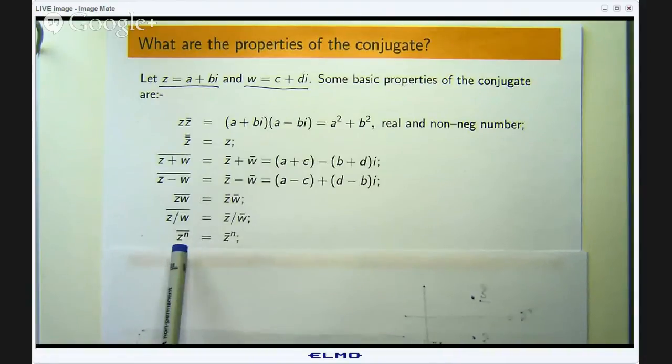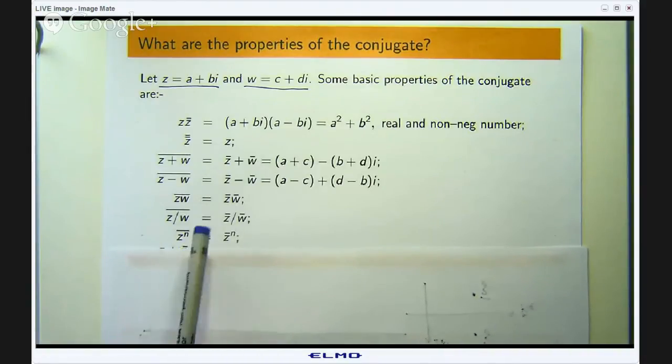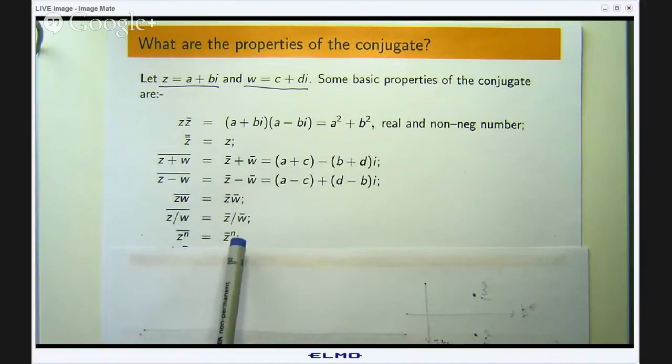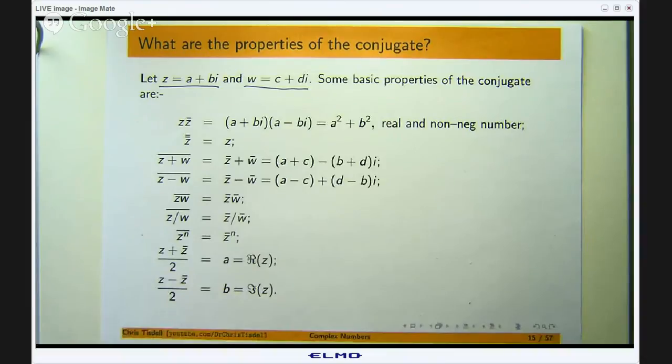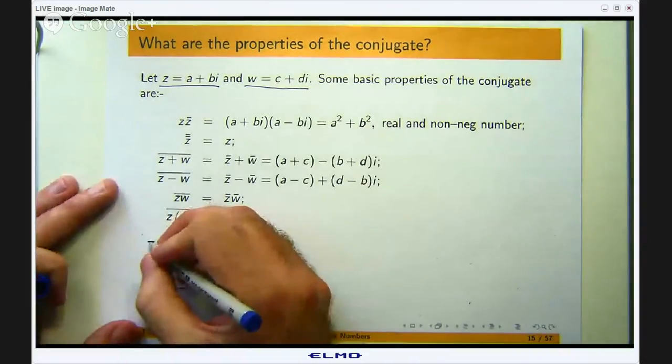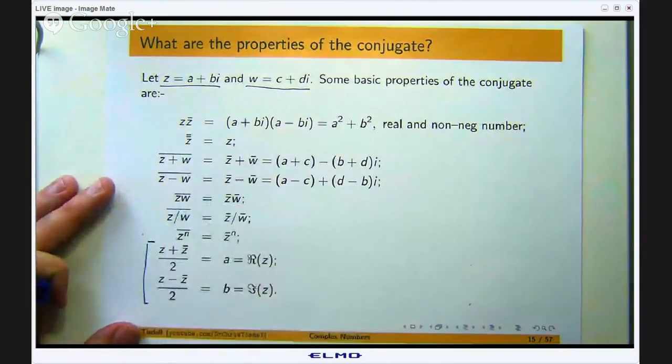There's also a power rule. If I have a complex number to a power and I take the conjugate of the whole thing, then it's the same as taking the conjugate of z and then raising it to the power. Now, two very important identities are the following, and we'll use these a lot.